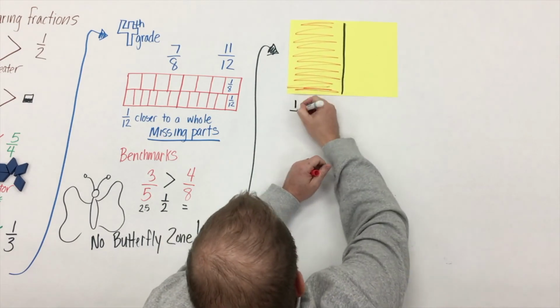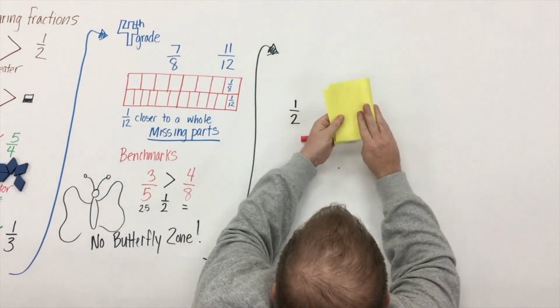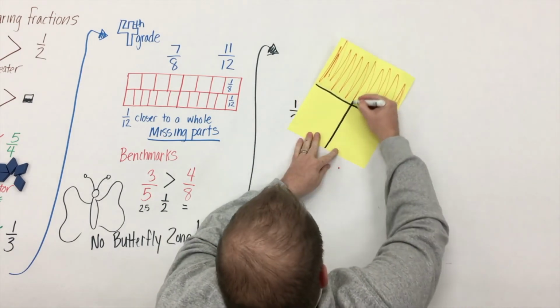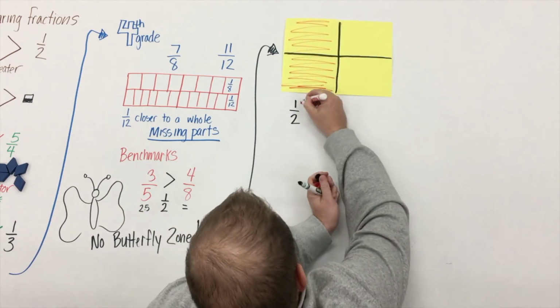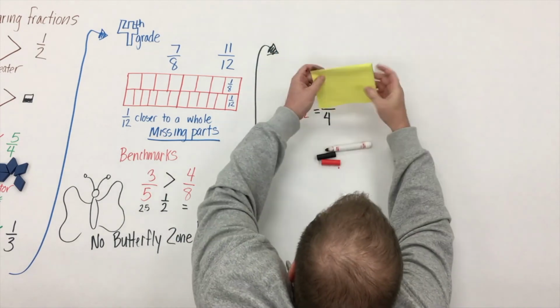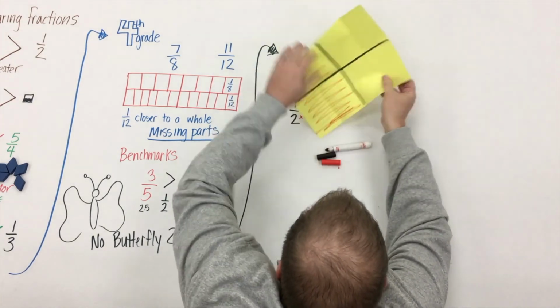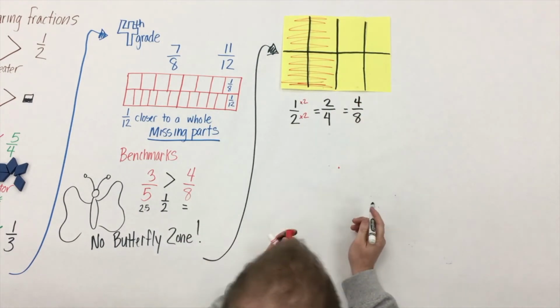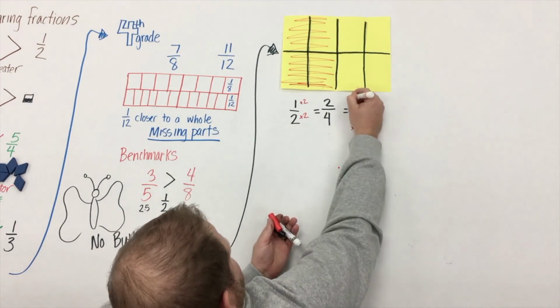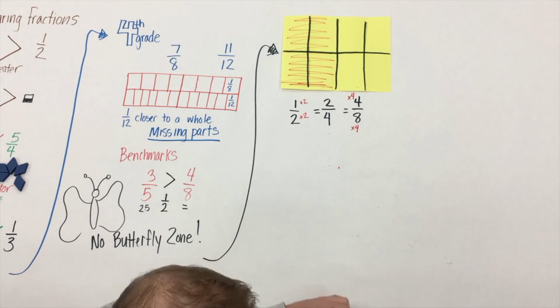Well, here we have a half, and if we take our half and we multiply it by 2 by dividing it, we can actually see that 2/4 is the same as a half. And if we repeat that procedure, we see that we have 4/8. Here, this area model helps students visually see equivalent fractions.